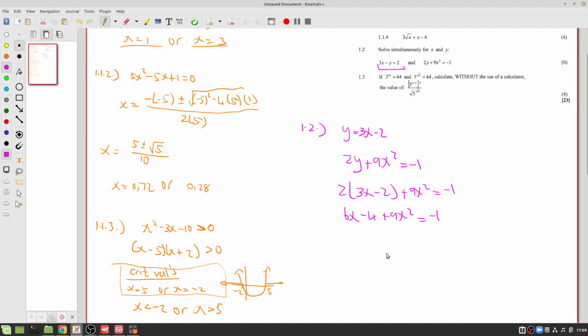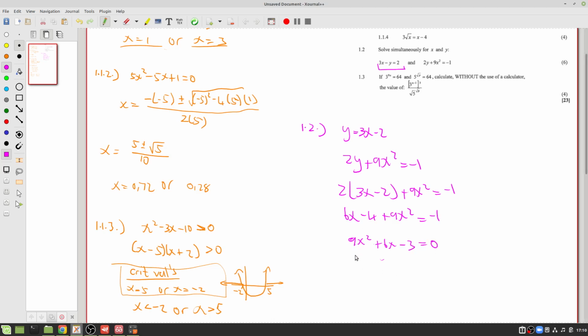Okay, again we can see it's a quadratic equation because there's an x squared, an x, and numbers. So we're going to keep everything on one side and the 0 on the other. So let's keep the 9x squared, and then all the x's, so plus 6x. Then negative 4 plus 1 is negative 3 equals 0.